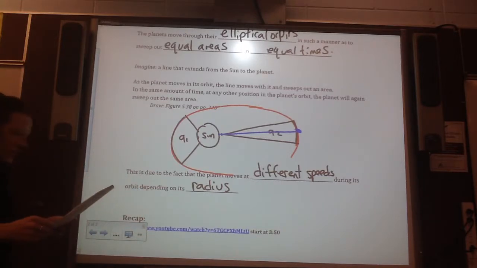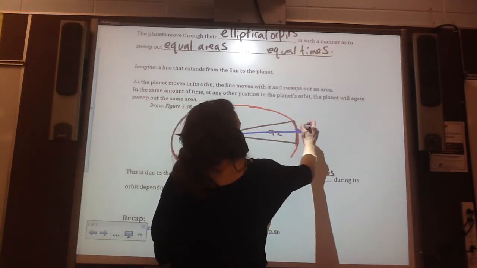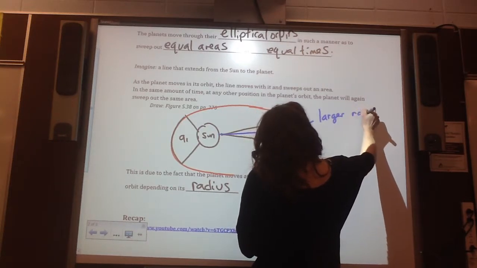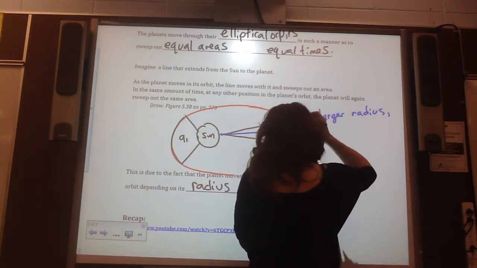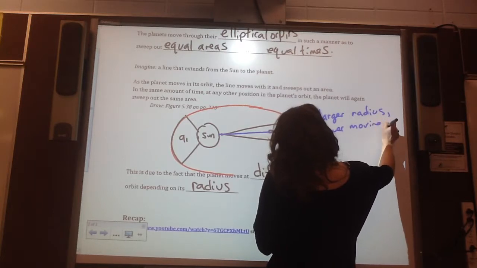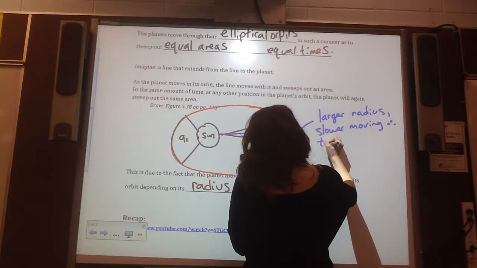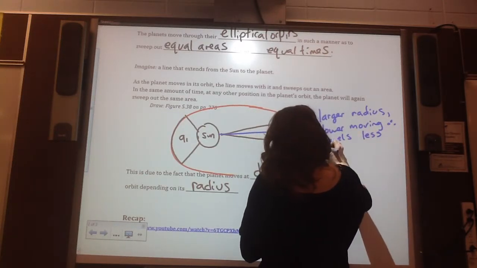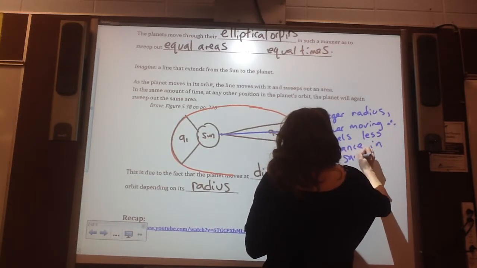Okay? If it is far away, so the planet here at area 2, this is a much larger radius. It's farther away from that source of gravitational strength, so it's slower moving. Therefore, you should write this down, therefore it travels less distance in same time.